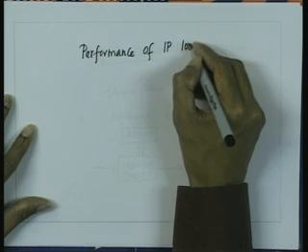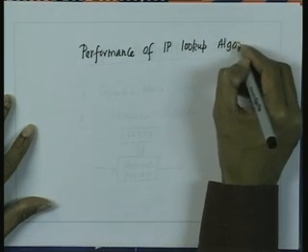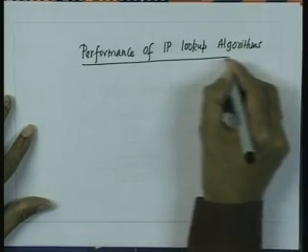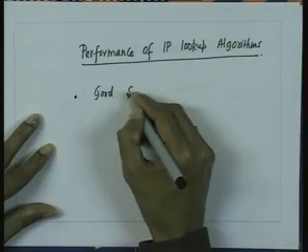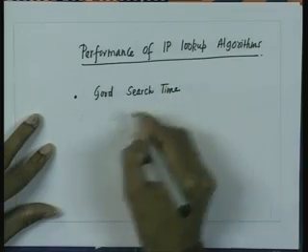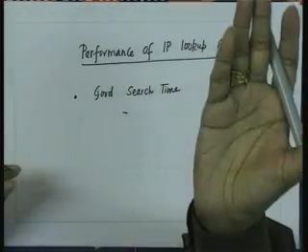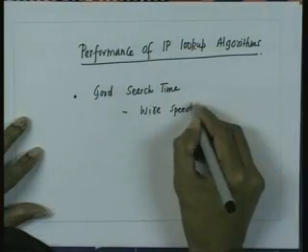Now one important thing one must look up from the performances of an IP addressing schemes is there are two issues of the performance matrix of a lookup algorithm. One thing, of course, is that the algorithm should be having a very small search time, a good search time. Typically, we need wire speed performances of an IP lookup algorithm.